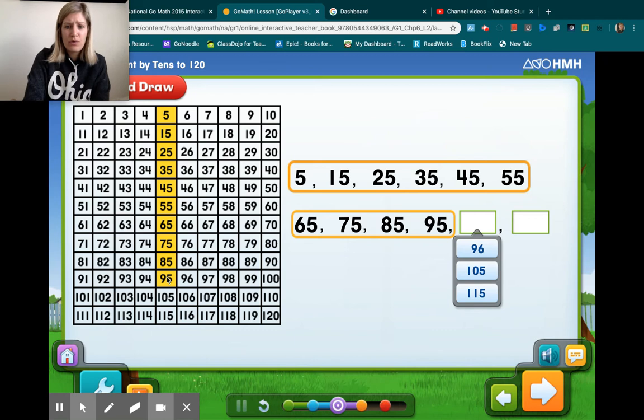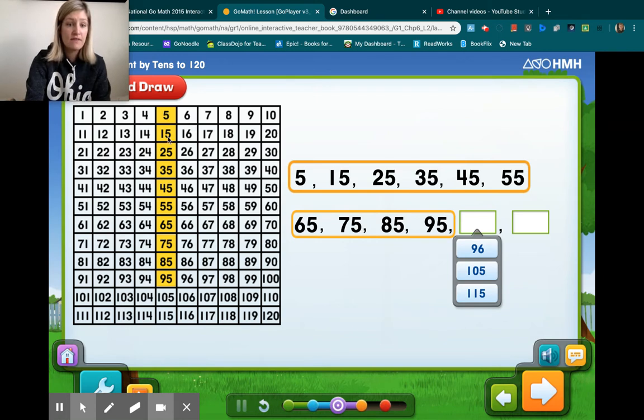One pattern I wonder if you guys noticed is there are 5s in every single one of the numbers. Another pattern is that these numbers are going up by 10 every time. So we don't have to count by tens over here, just 10, 20, 30, 40. We can count by tens in any column.